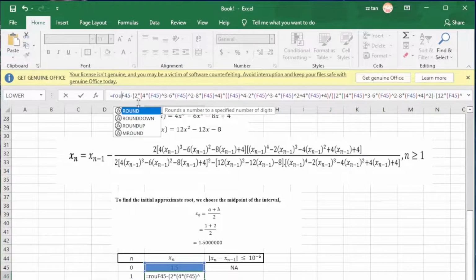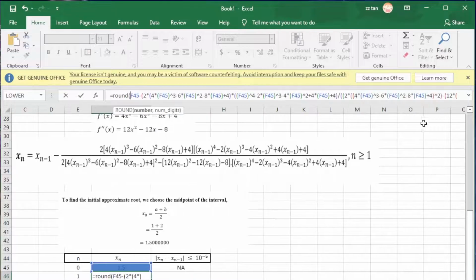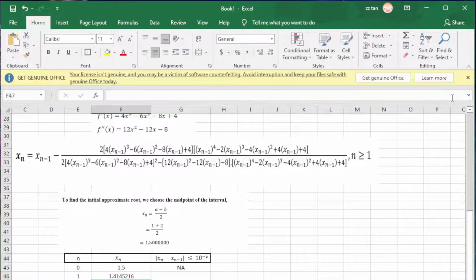Actually, we can round this whole term into 7 digits. Okay, so we get our first term is 1.4145216.